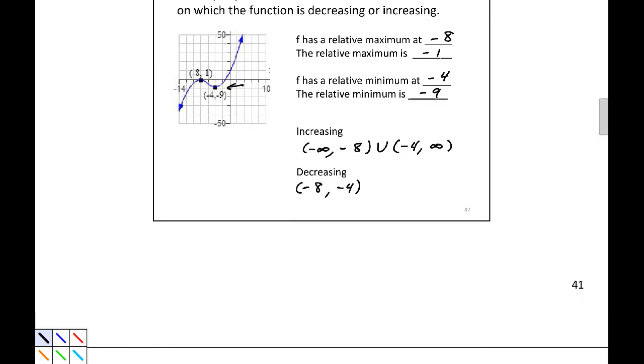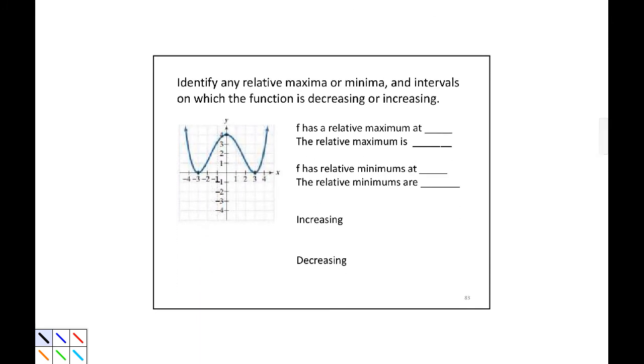Let's look at one more example. We want to identify relative maxima or minima and intervals in which it's increasing and decreasing. Well, we appear to have a minimum here, a maximum here, and a minimum here. So the first minimum occurs at minus 3, and our second minimum occurs at positive 3, and our one lone maximum occurs at x equals 0. Remember, those are our x values.